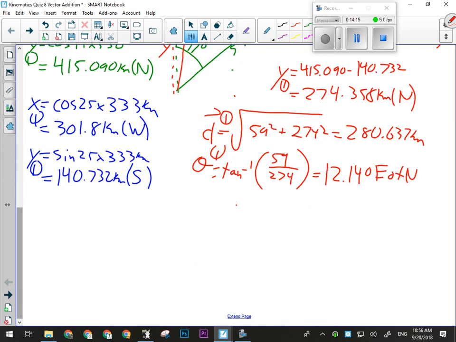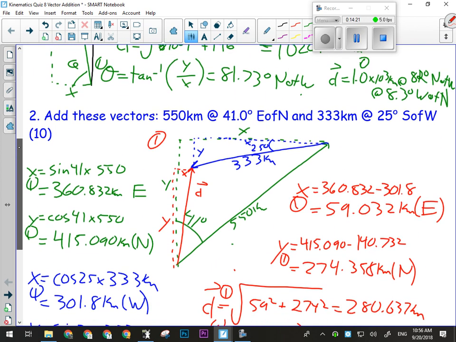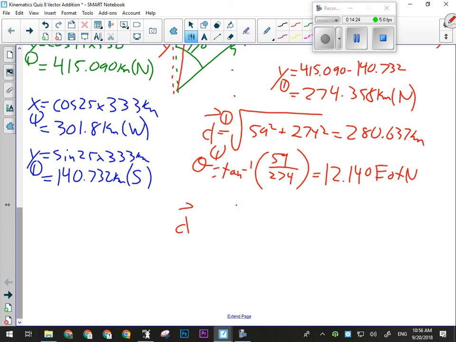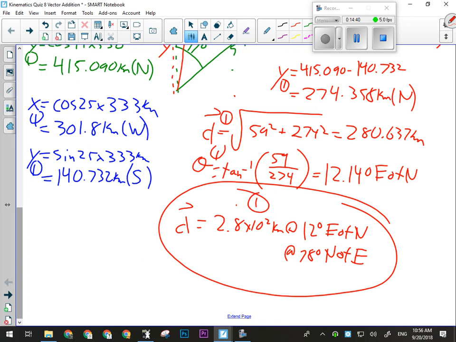Okay, 10th and final mark is going to be for our answer to the proper number of significant figures, which is 2. Okay, so we have 2.8 times 10 to the 2 kilometers at 12 degrees east of north, or at 78 degrees north of east, whichever way they had it. 10th and final mark.